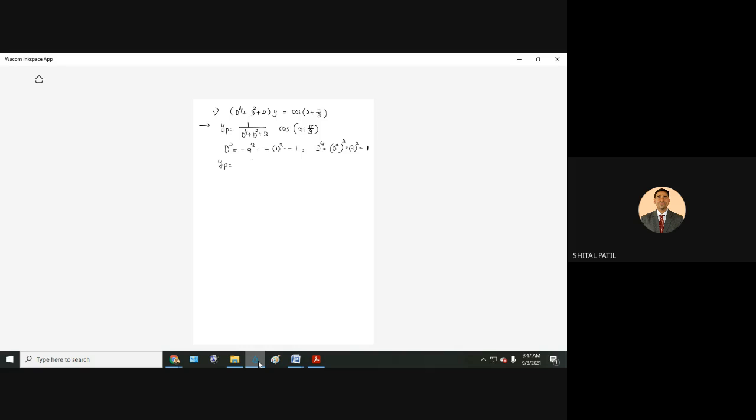So d raised to 4 is 1. D square is minus 1. Plus 2. Getting everyone? Everyone understanding? Let's move ahead. Any doubt? Let us solve this.